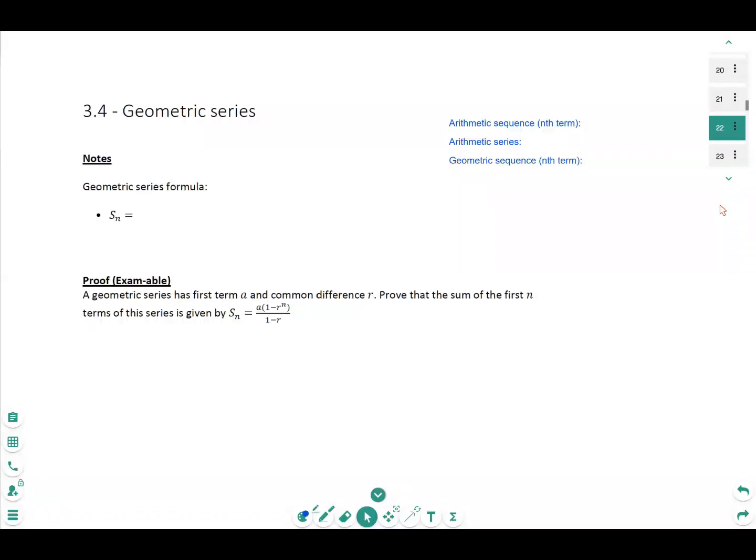Welcome to PO2 Chapter 3.4. In this lesson, we'll continue with our series of lessons on arithmetic and geometric sequence series.